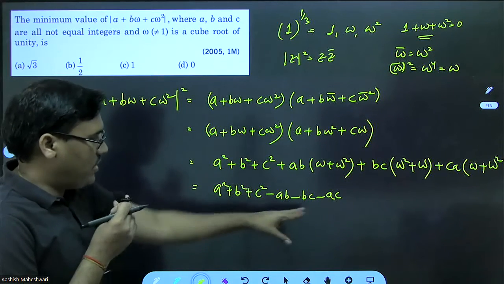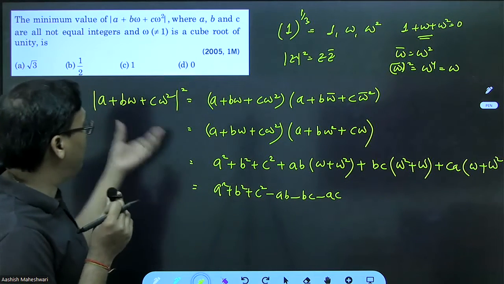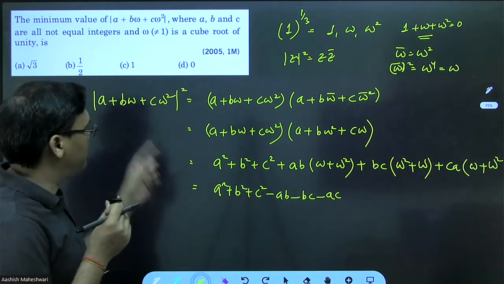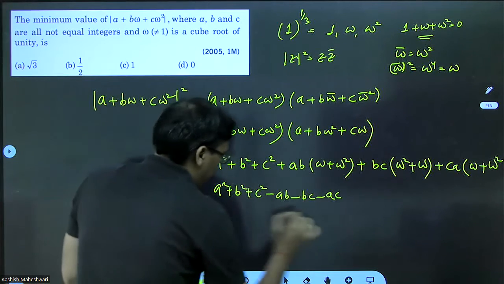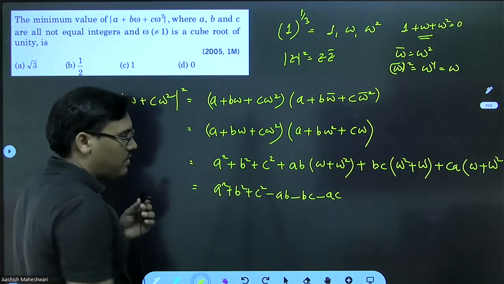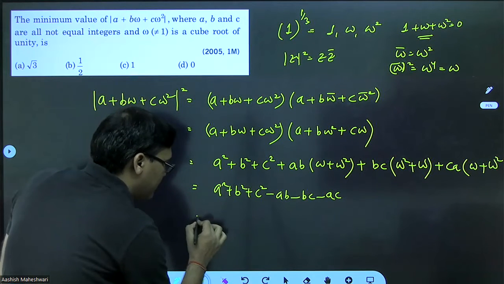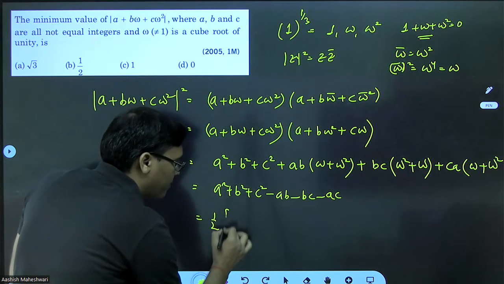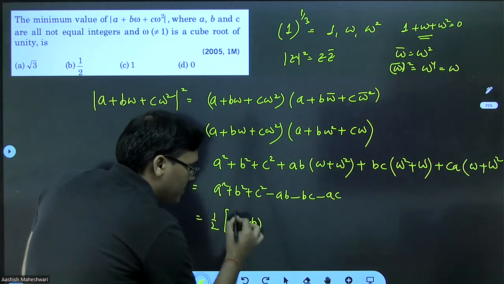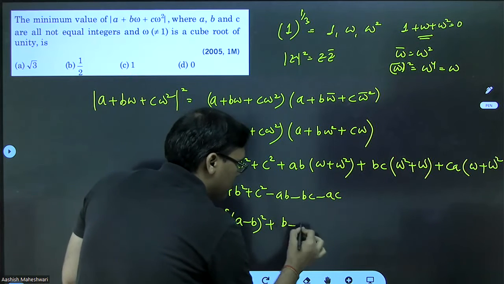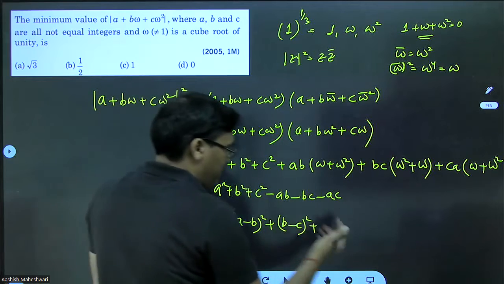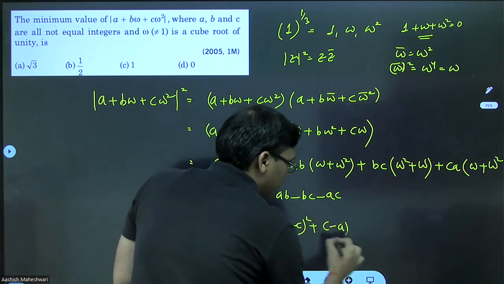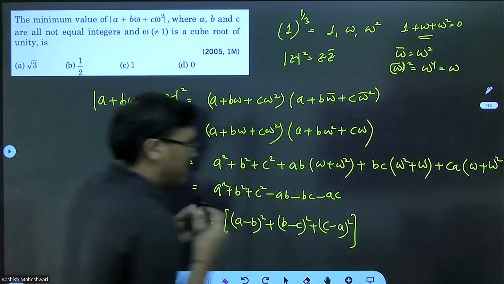Now we have got an expression. Now we have to find the minimum value of this expression. Then we have to take the square root, right? Now this is again a standard result. How can you factorize this? I can say this is equal to 1 by 2 times (A minus B) square plus (B minus C) square plus (C minus A) square. You can write this.